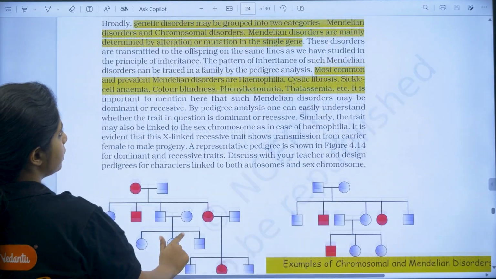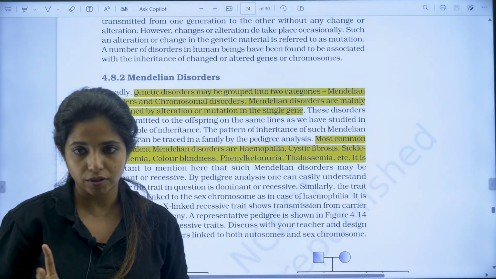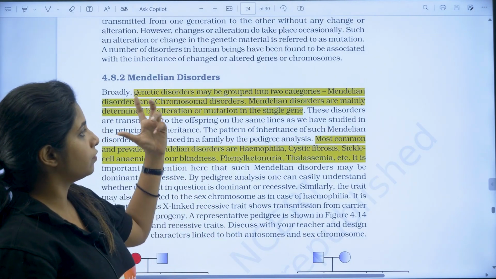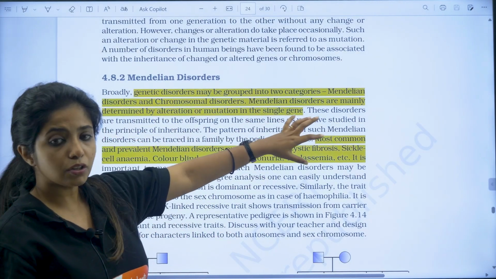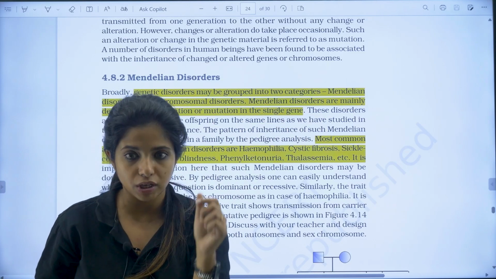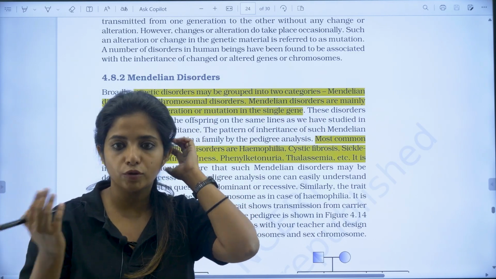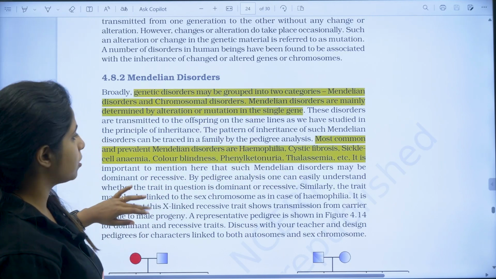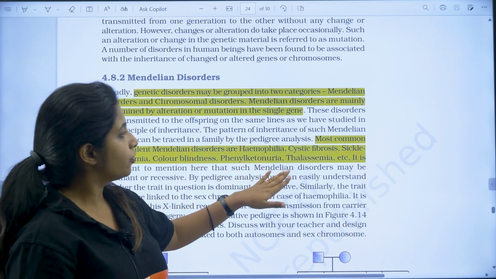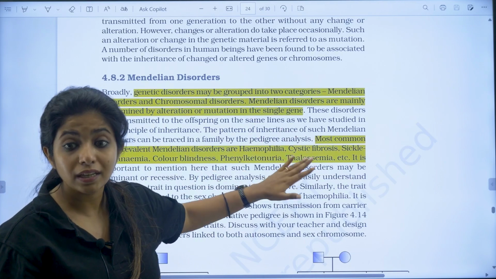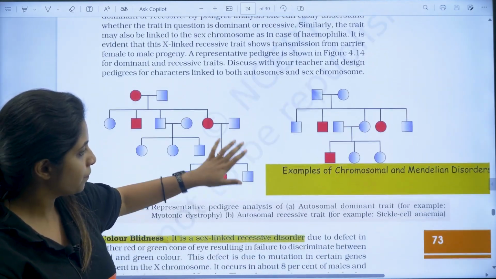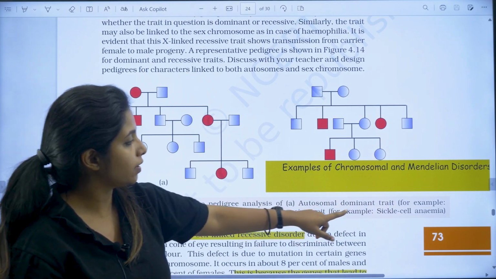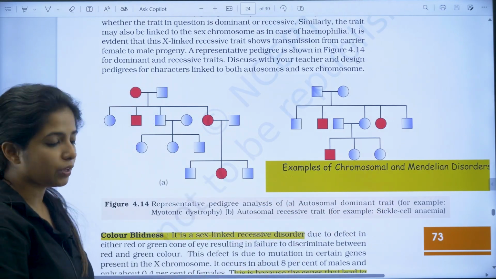Okay. So disorders also. There are two types of disorders, Mendelian and chromosomal disorders. So you should be knowing which of them are Mendelian, which of them are chromosomal. Mendelian disorders arise when there is a problem in one particular gene. Chromosomal when there is a problem in the number of chromosomes and stuff like that. So examples of Mendelian disorders are hemophilia, cystic fibrosis, sickle cell anemia, color blindness, phenylketonuria, thalassemia, etc. Know the examples, very much important. Over here also they have given. Autosomal dominant trait is this particular disease, autosomal recessive this is a disease. So you should be knowing about that.